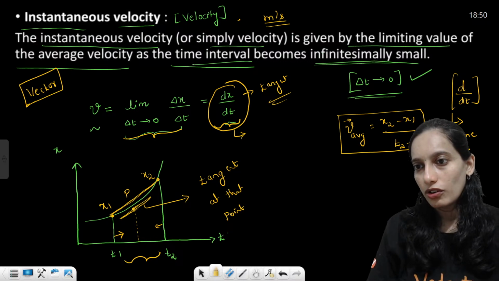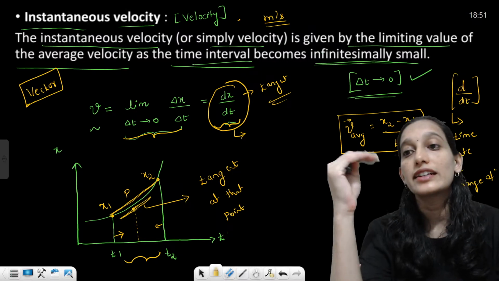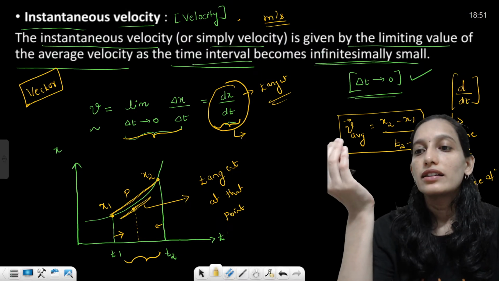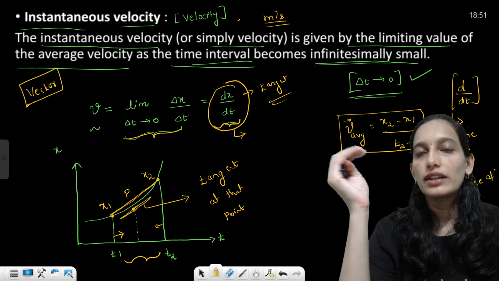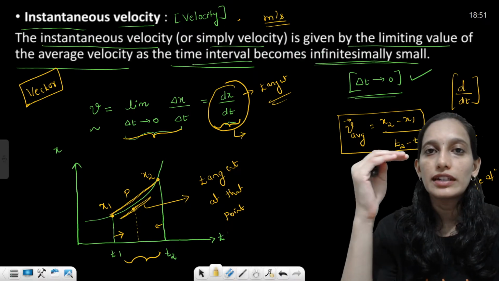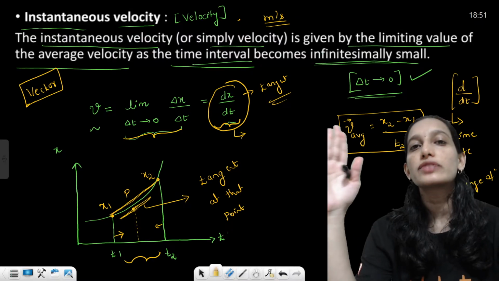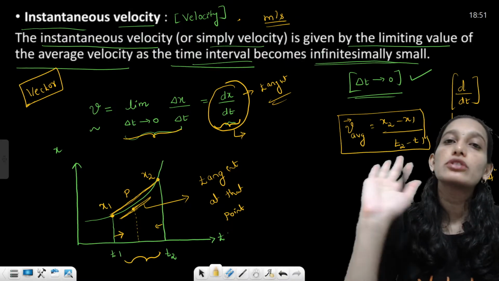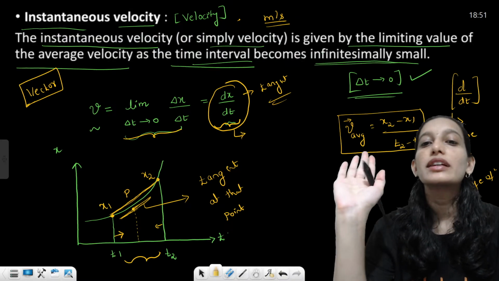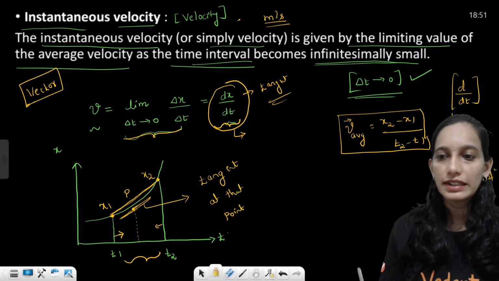Time rate of change of. If it is d by dx, it is the displacement rate of change of. So d by dt, your differentiation notation, is nothing but the rate of change of some quantity with respect to some variable. That is the meaning of dx by dt.